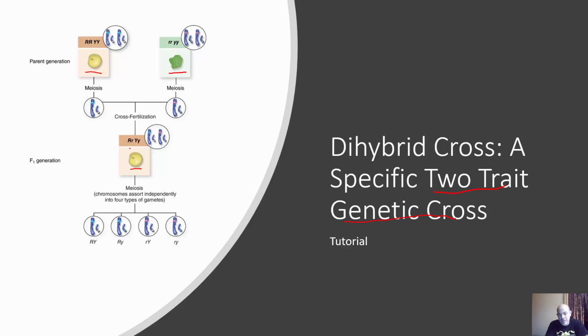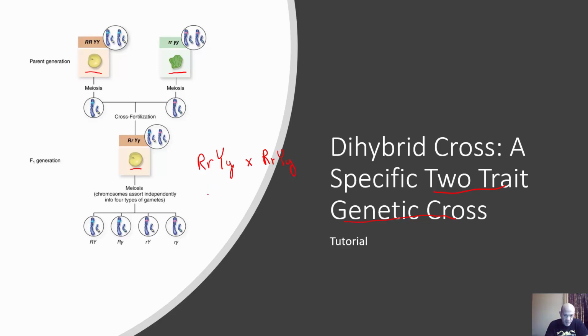So our hybrid is shown to be both yellow and smooth. This indicates that the smooth texture and the yellow color are the dominant forms. So overall, that would make our genotype R for round, and the little r would be for wrinkled, and then big Y for yellow, and the little y for green. And so this would be the genotype for all the hybrids. If we were to take this hybrid and breed it with another hybrid, that would be a dihybrid cross.